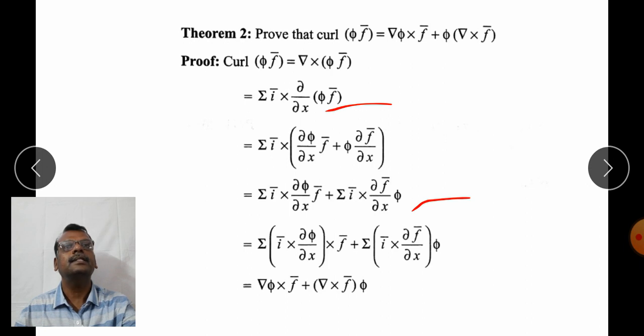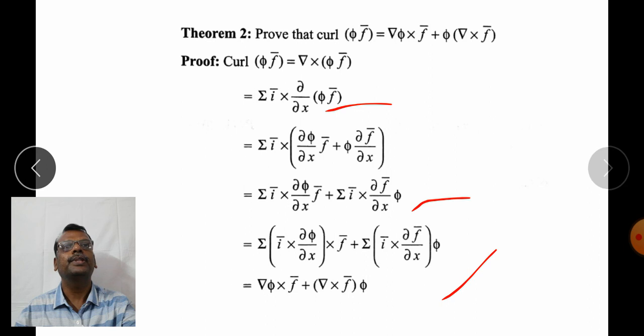That means cross is valid only between two vectors, and finally we get summation i cross dou phi by dou x cross f bar plus summation i cross dou f bar by dou x, that is finally del phi cross f bar plus del cross f bar of phi.